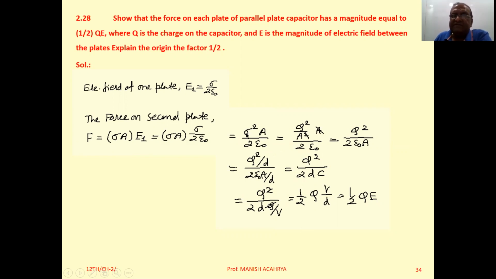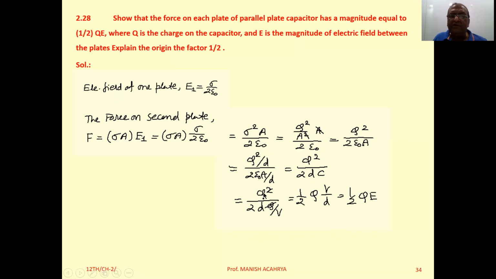So here substitute sigma, that is Q by A. So we can write sigma square, that is Q square upon A square into A upon 2 epsilon 0. One A is cancelled. So we'll get Q square upon 2 epsilon 0 A. Now divide numerator and denominator both by D. So Q square by D upon 2 epsilon 0 A by D. But this epsilon 0 A by D, that is C. So you will get Q square upon 2DC.